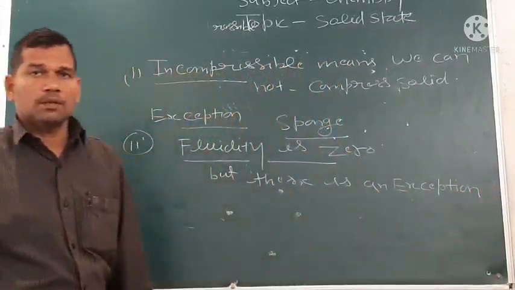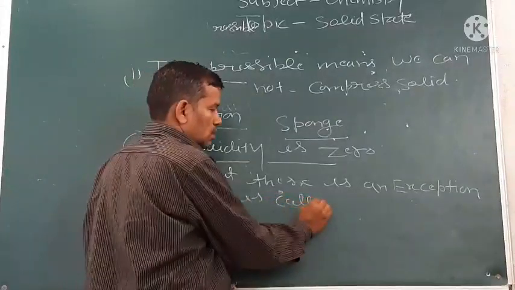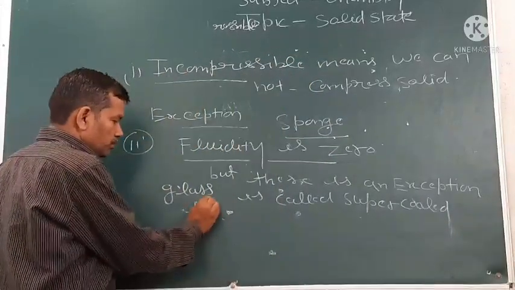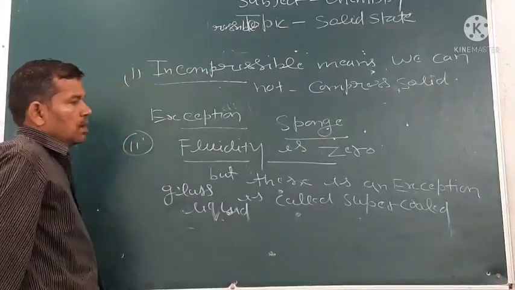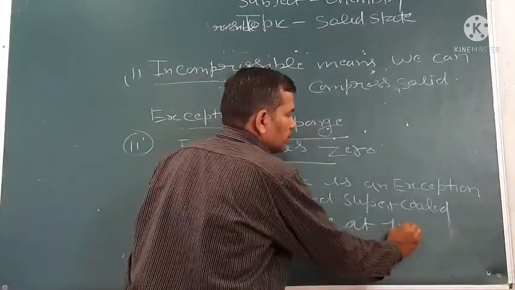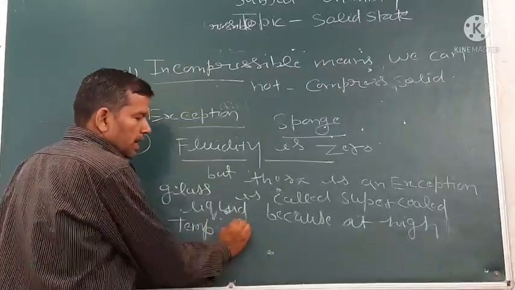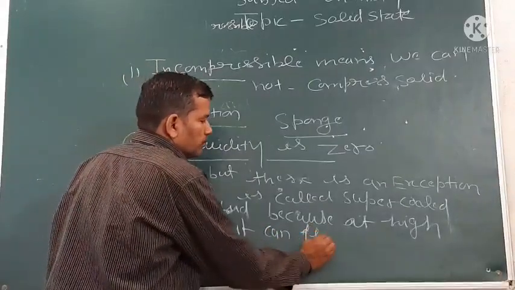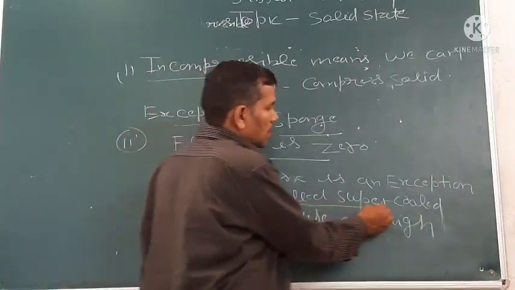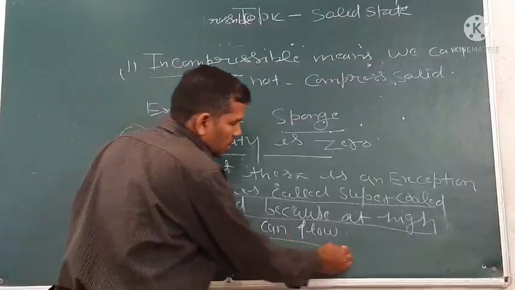The exception is glass. Glass is called a supercooled liquid because at high temperature it can flow.